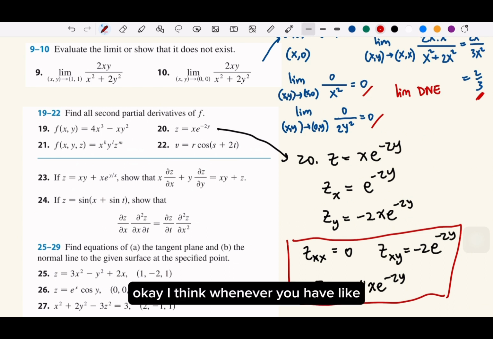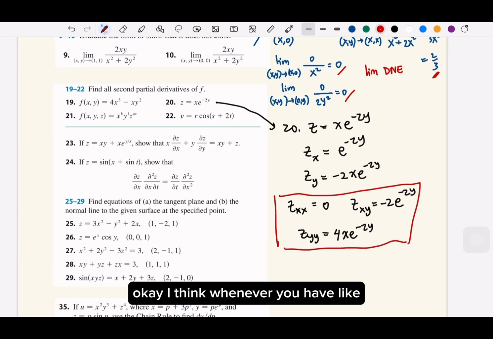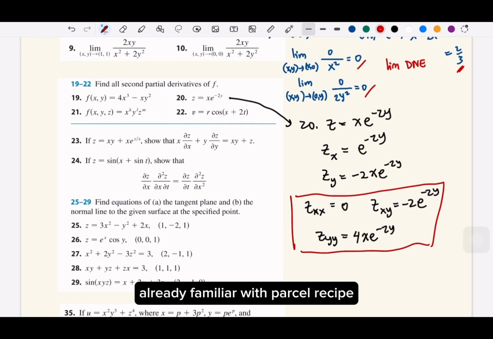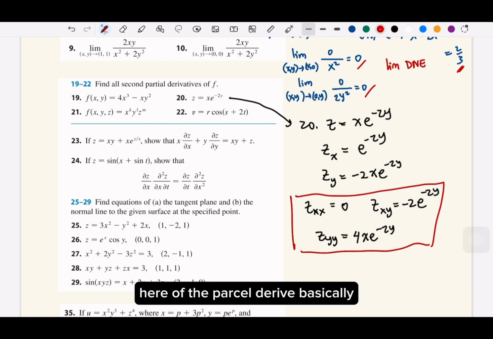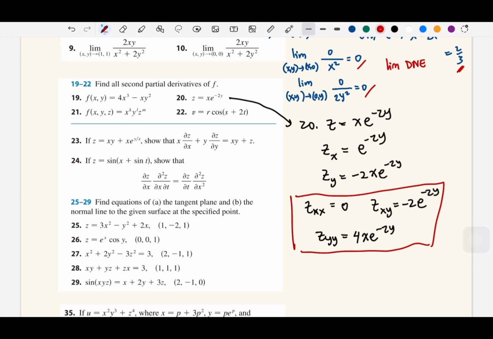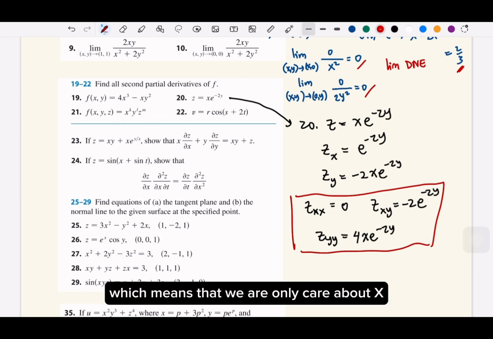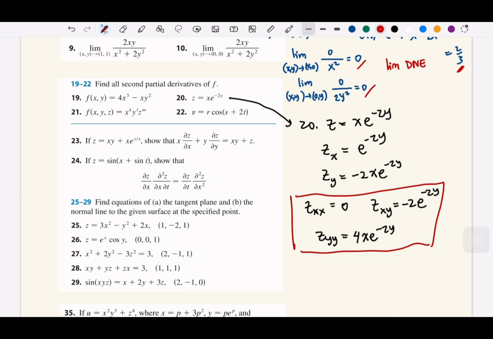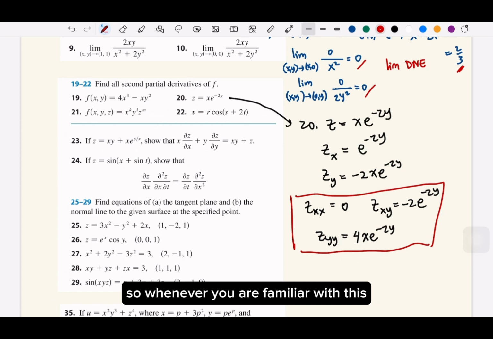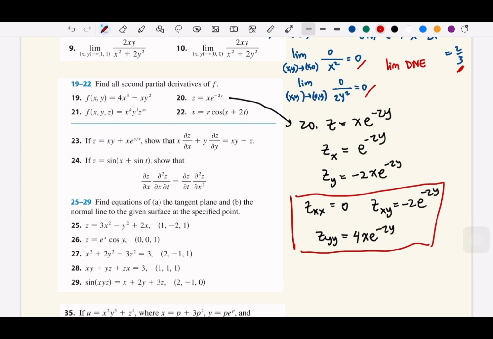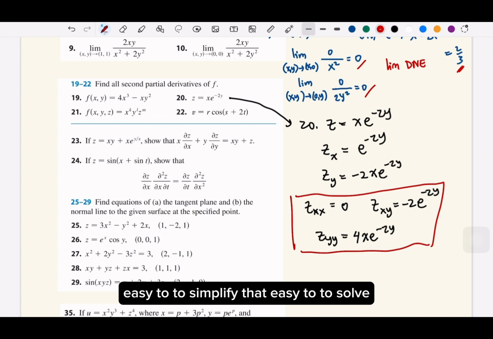I think whenever you are already familiar with partial derivatives, for example, how to take a partial derivative: if we take partial x, it means we only care about x, and the other variables we can just leave as constants. We take partial y, we only care about y, and x is a constant. So whenever you are familiar with this, I think it should be easy to solve.